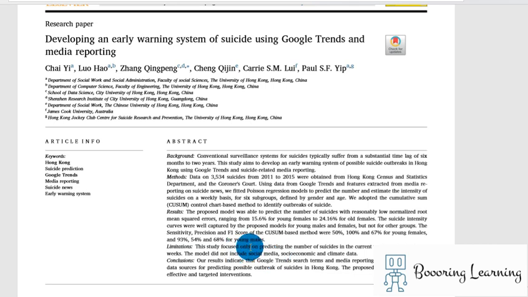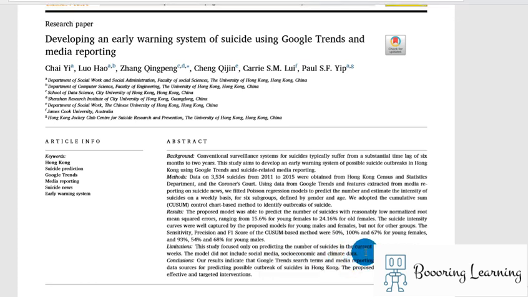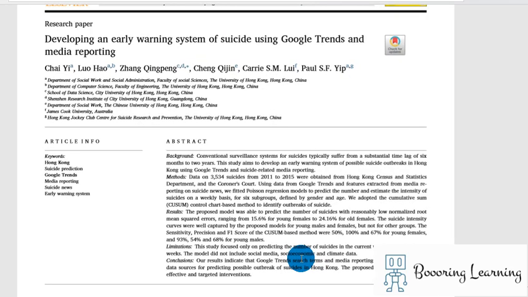The limitations are that this study focused only on predicting the number of suicides in the current week, not in future weeks. The model didn't include social media, socioeconomic, and climate data. Our results indicate that Google Trends search terms and media reporting data may be valuable data sources for predicting possible outbreaks in Hong Kong. The proposed system could support effective and targeted interventions.